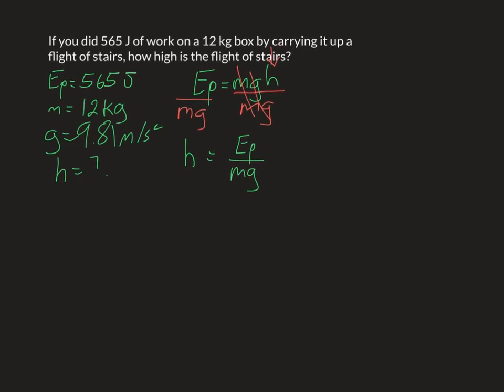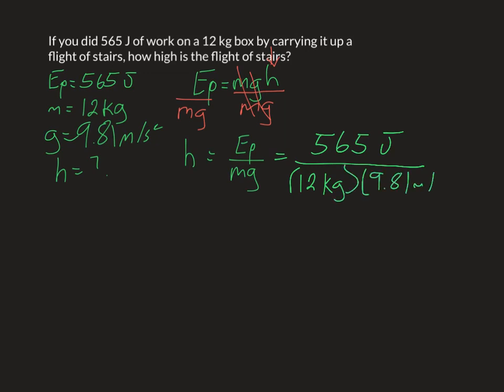All right, so now that we have that, we're going to plug our numbers in. So our potential energy is 565 joules, and we are dividing that by 12 kilograms times 9.81 meters per second squared. When I do that in my calculator, what I get as an answer is 4.8 meters. I have the correct number of significant digits. I should only have 2 because my mass only has 2. And so that's my final answer.